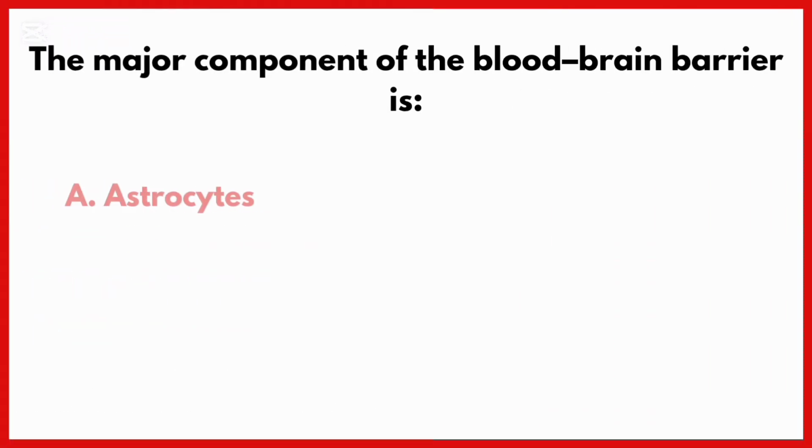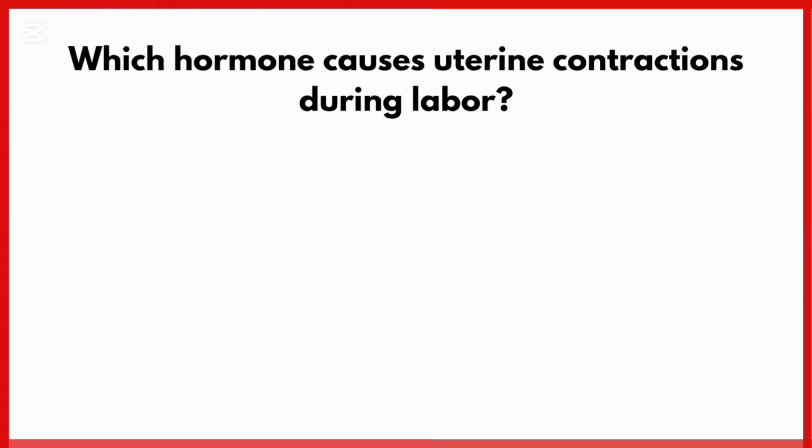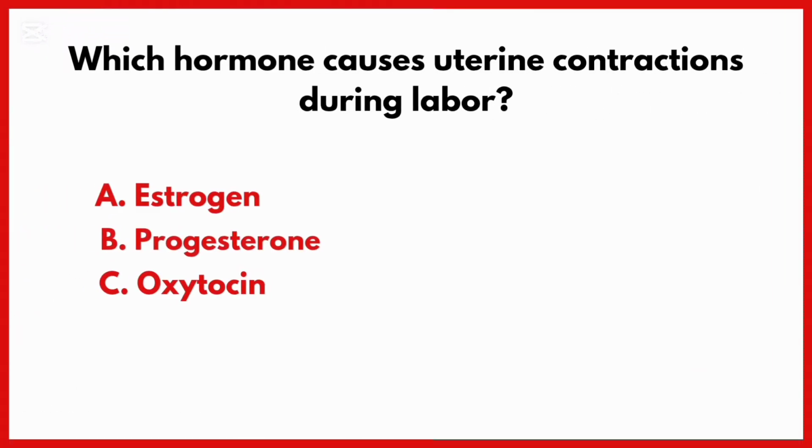The major component of the blood-brain barrier is... Correct answer is option A, astrocytes. Which hormone causes uterine contractions during labor? Correct answer is option C, oxytocin.